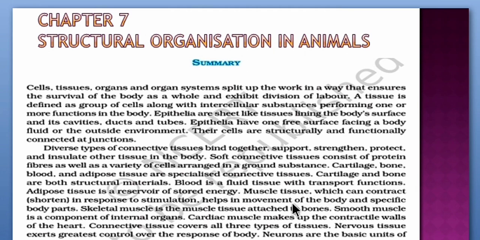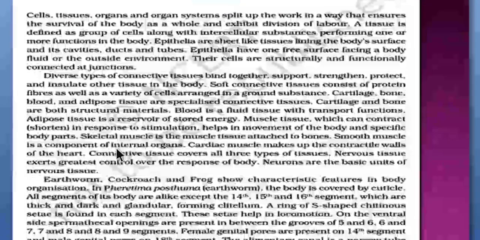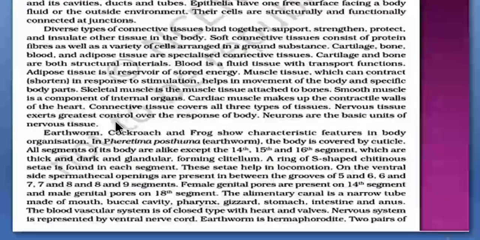Muscle tissue, which can contract, shorten, in response to stimulation, helps in movement of the body and specific body parts. Skeletal muscle is the muscle tissue attached to bones. Smooth muscle is a component of internal organs. Cardiac muscle makes up the contractile walls of the heart. Connective tissue covers all three types of tissues. Nervous tissue exerts greatest control over the responsive body. Neurons are the basic units of nervous tissue.